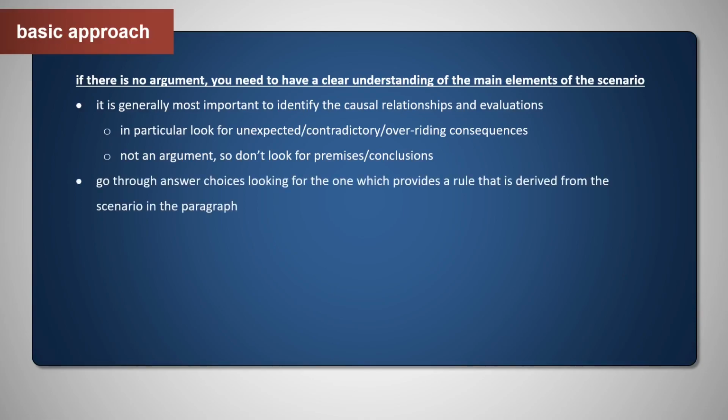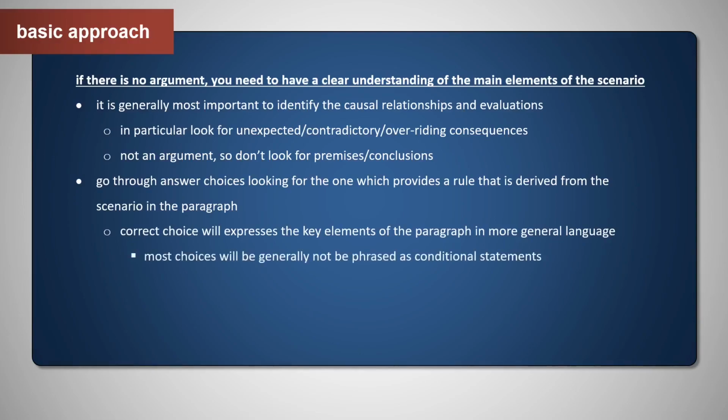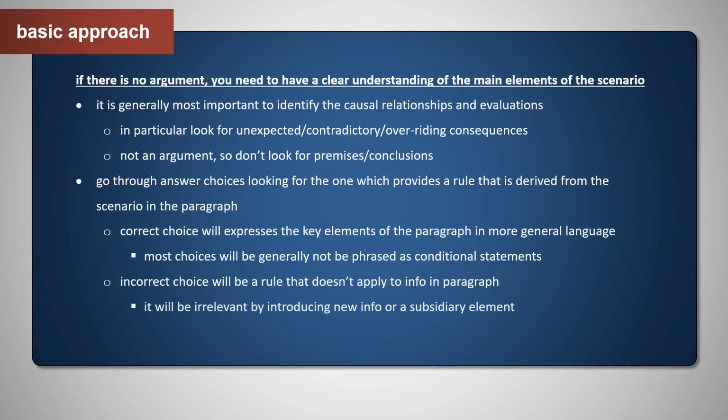You then go through the answer choices looking for the one which provides a rule that is derived from the scenario in the paragraph. The correct choice is going to express the key elements of the paragraph in more general language. And most choices will generally not be phrased as conditional statements, so you're generally not going to find conditional statements. The incorrect choice is going to be a rule that does not apply to the information in the paragraph. It'll be irrelevant by introducing new information or a subsidiary element. Okay, so that's the basic difference if you see that there is no argument and you're instead looking for the principle that illustrates that scenario.